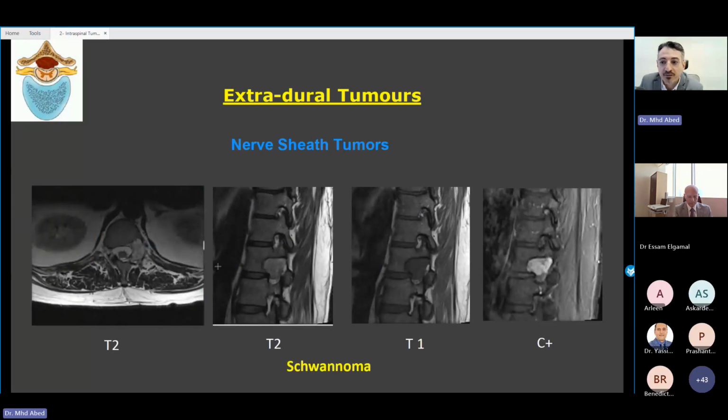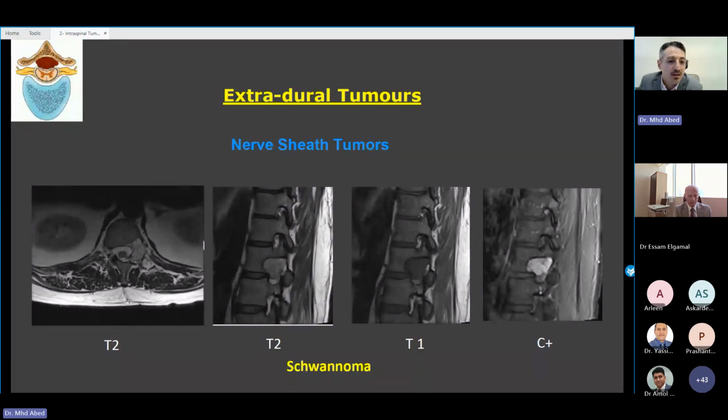Here we're going to have some images. This is a lesion in the left neuroforamen. It's epidural. Here again we can see the hypointense signal of the dura mater, which looks normal, but there is this soft tissue lesion which is T2 hyperintense. It's causing remodeling and enlargement of the neuroforamen.